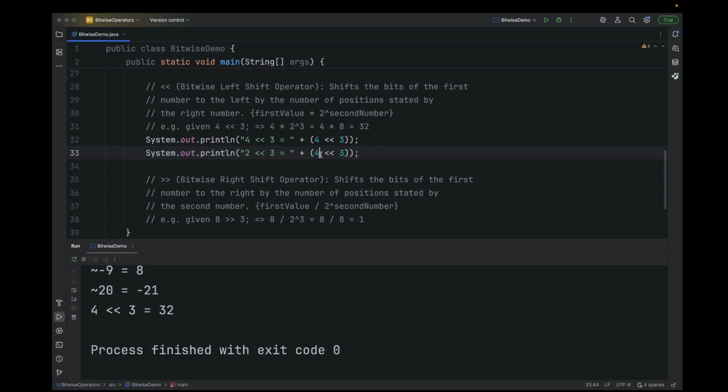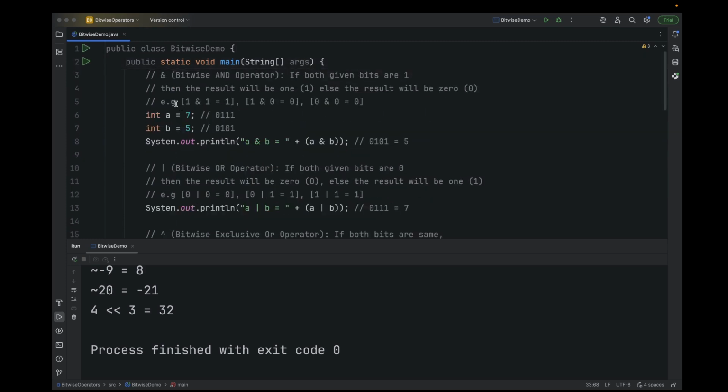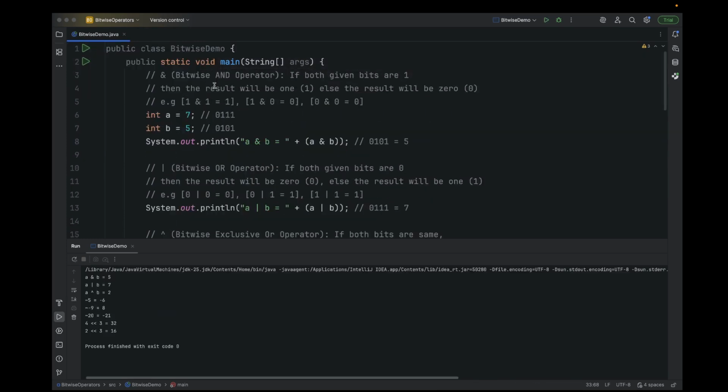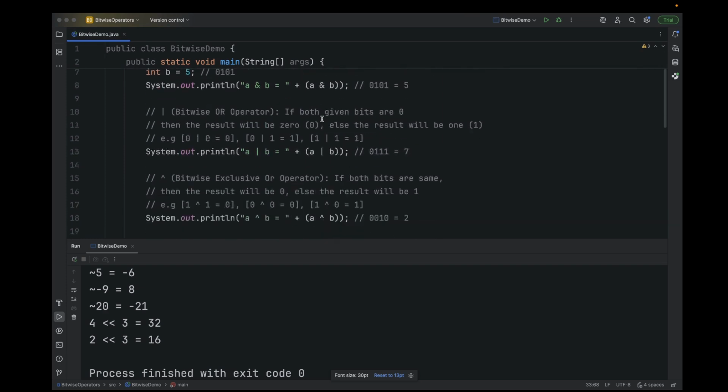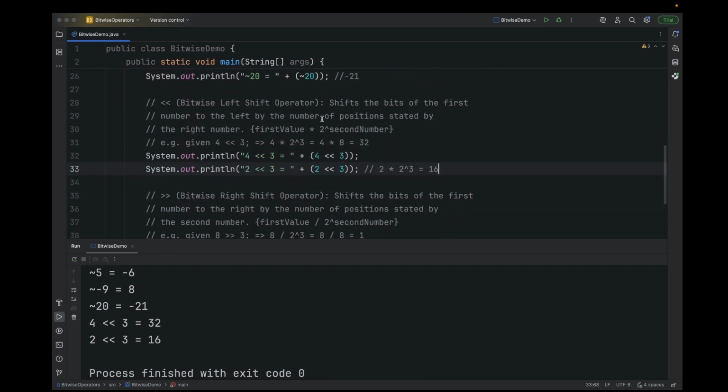So we'll have this. We are shifting 2 by 3 positions. So what we should be getting is 2 times 2 raised to power 3. 2 raised to power 3 is 8. That means 2 times 8 will be 16. So we'll be expecting 16 as our result. Alright, so let's run this program. Exactly, we have it here. Alright, so that is all about the bitwise left shift operator.